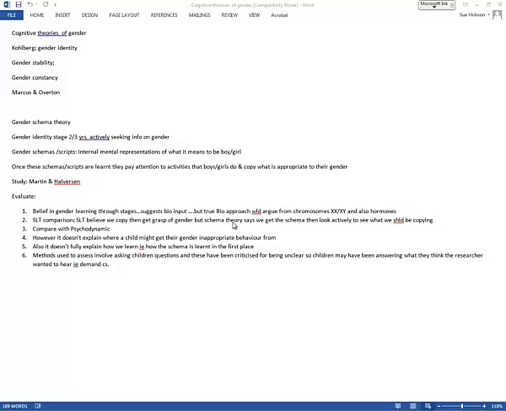You can also compare it with the psychodynamic approach. Psychodynamic, we've just been talking about. Psychodynamic says it happens at the phallic stage, 3 to 5, 3 to 6, something like that. Identification with same-sex parent, internalization of gender roles, etc. So quite different with this. Okay, so make a comparison there.